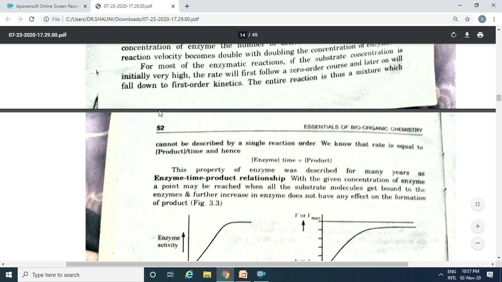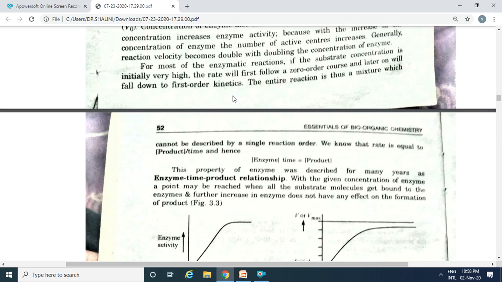If the substrate concentration is initially very high, the rate will first follow a zero order course, and later on it will fall down to first order kinetics. So first it will follow the zero order kinetics, and after that it will follow the first order kinetics, and the entire reaction is thus a mixture which cannot be described by a single reaction order.